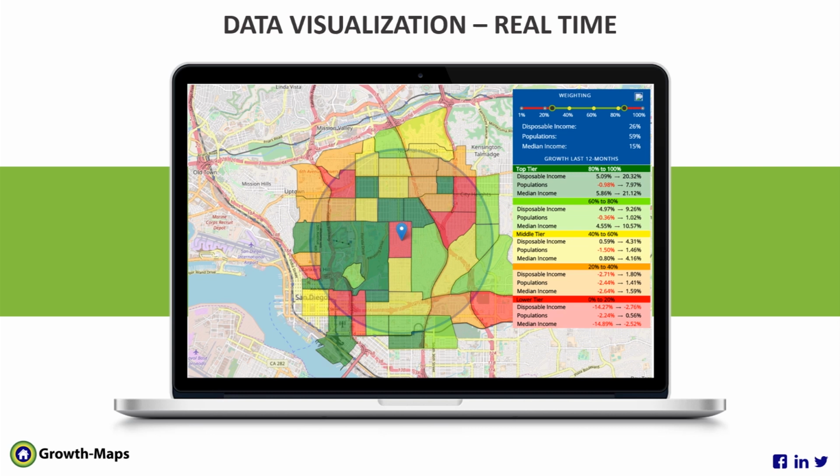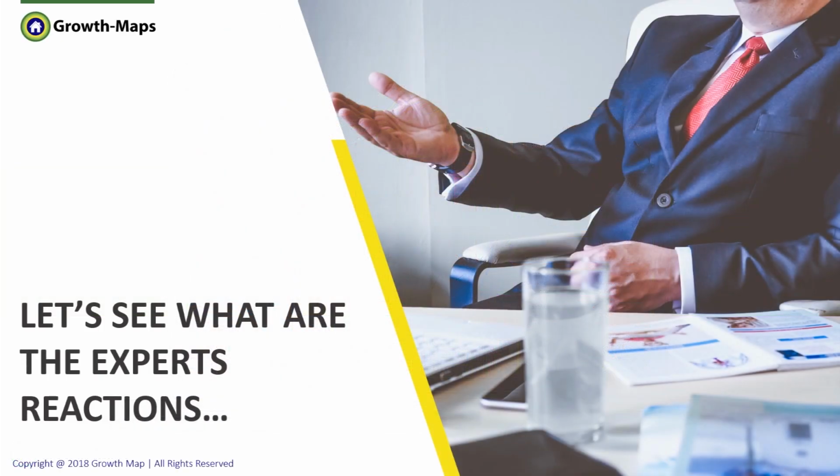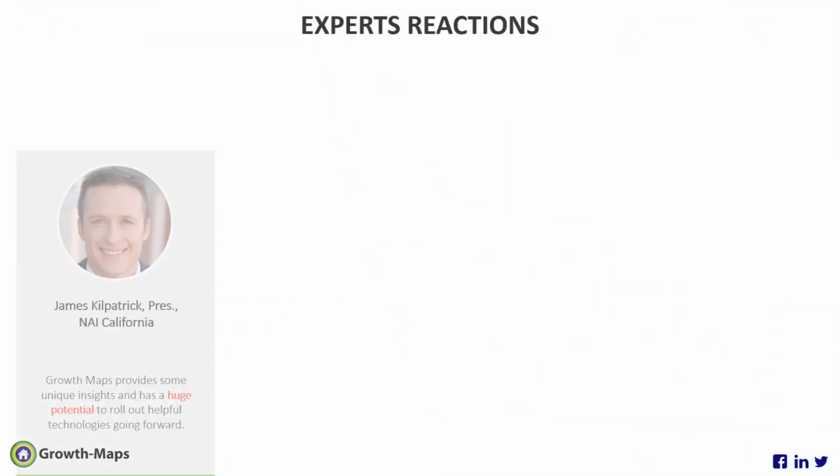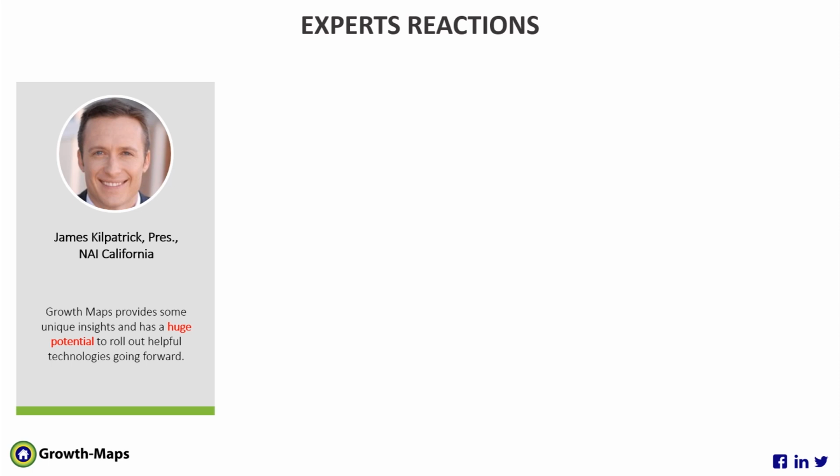Let's just see what the experts are saying about Growth Maps. We've talked a lot about it and we've told you what it does and how it does and why it's important to understand the way that it works. But let's talk about the experts and see what they say. James Kilpatrick, president of NAI California, says that Growth Maps provides some unique insights and has a huge potential to roll out helpful technologies going forward.